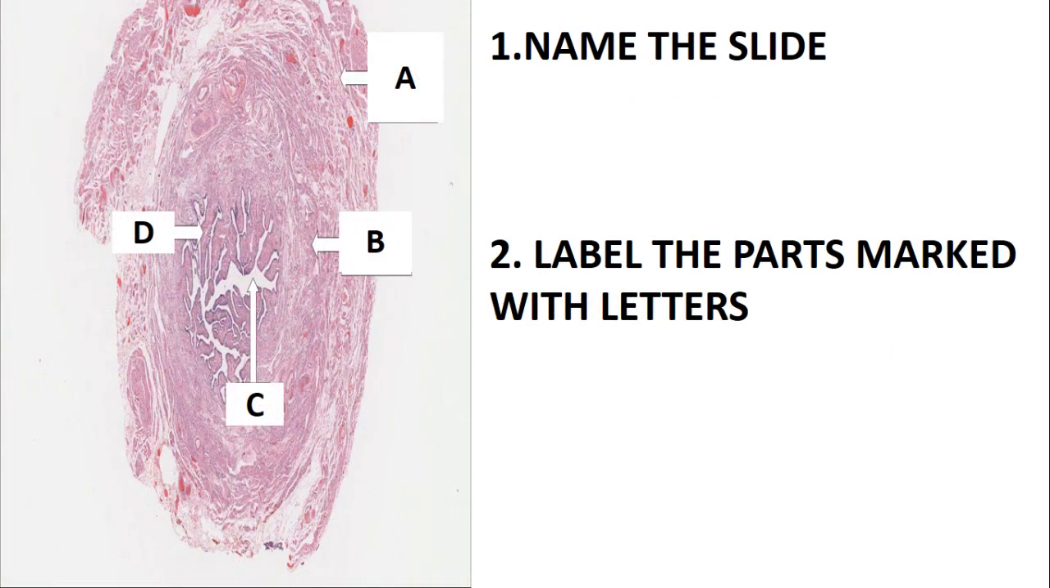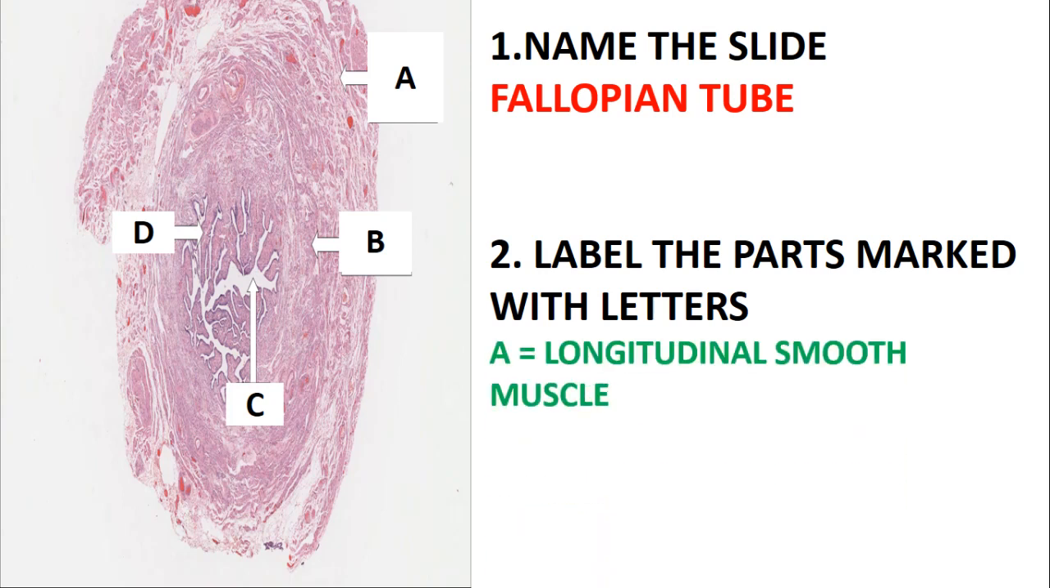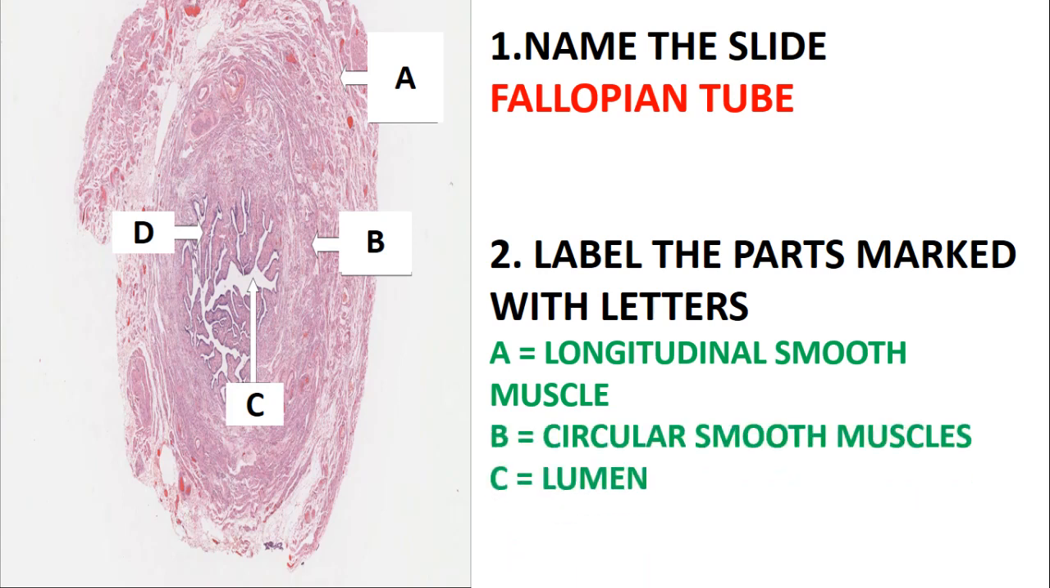Name the slide. So this slide now, this is the fallopian tube. Label the parts marked with letters. So the first part is just the longitudinal smooth muscles, then we have the circular smooth muscles, and C is just the lumen, and lastly D is just the mucosal folds.